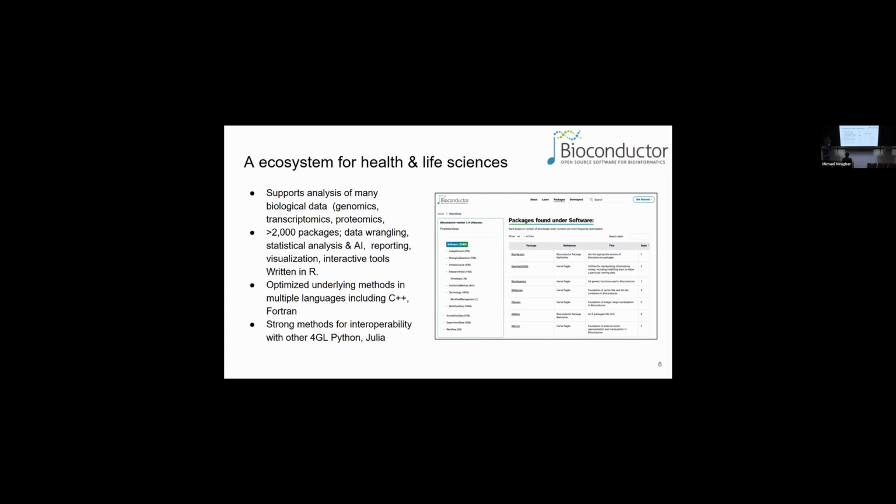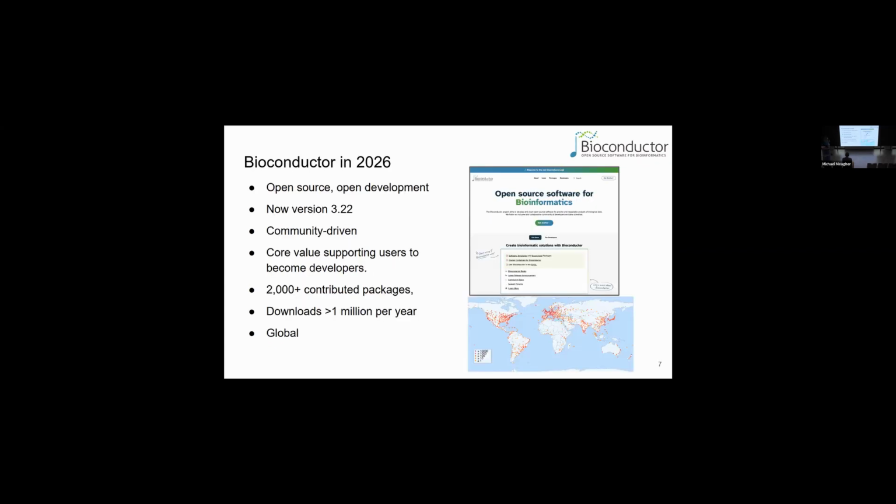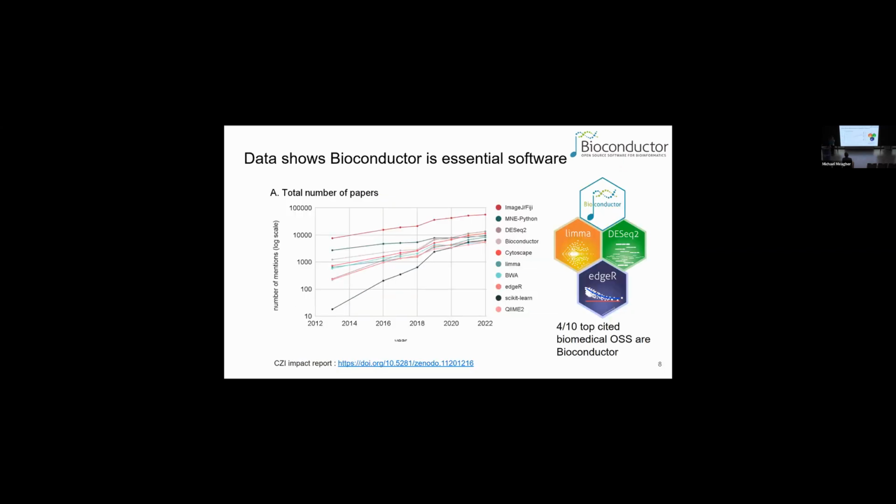What we do is connect many different underlying languages like C, Fortran, Python, and Julia. It is not just R. The statisticians and the data scientists use R, and therefore everything we wrap is in R. We are open source, open development. We're now in version 3.2. It's community driven. We have over 1 million downloads a year.